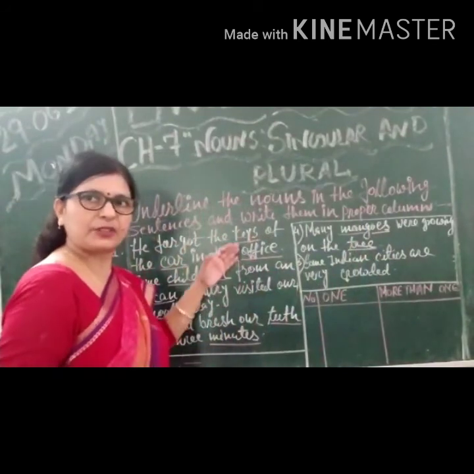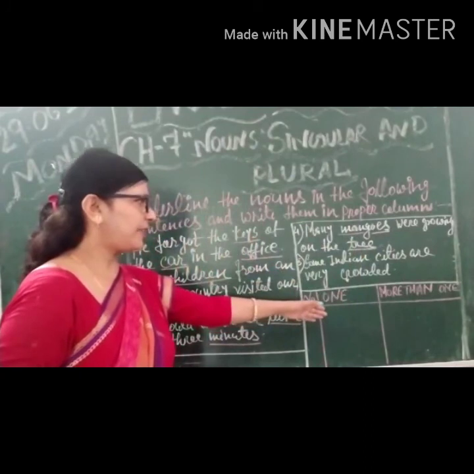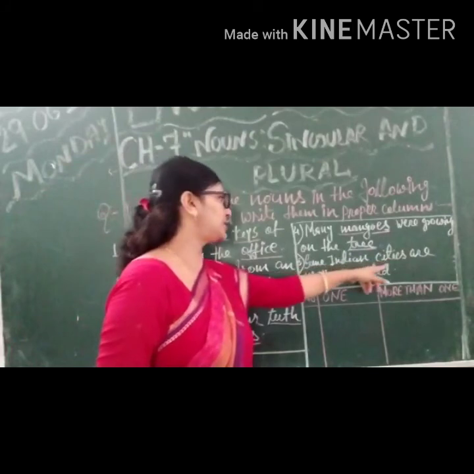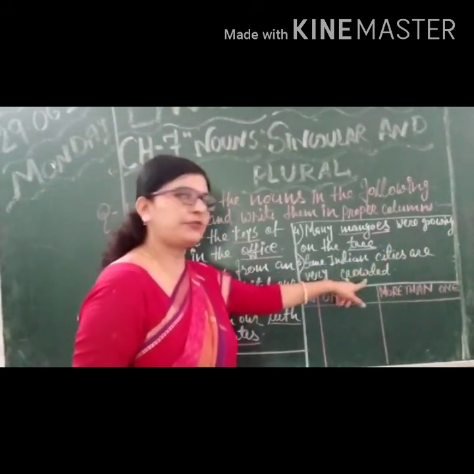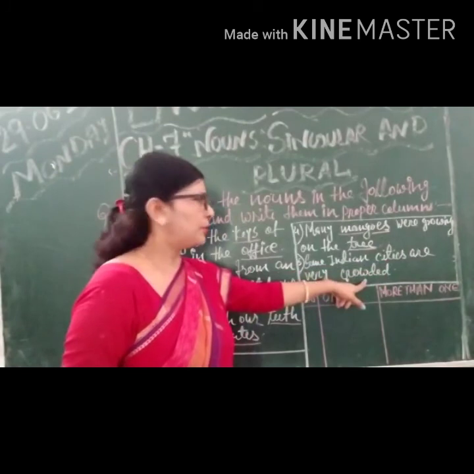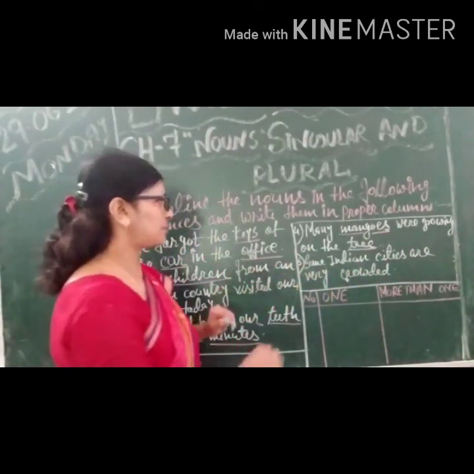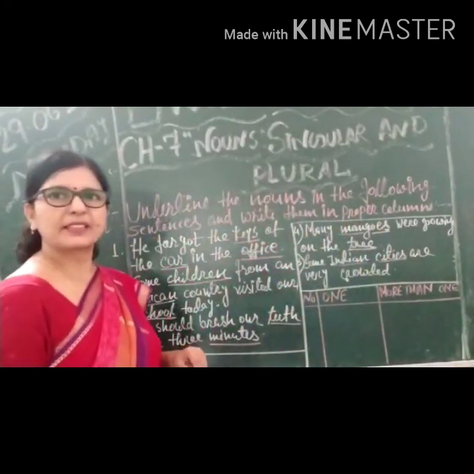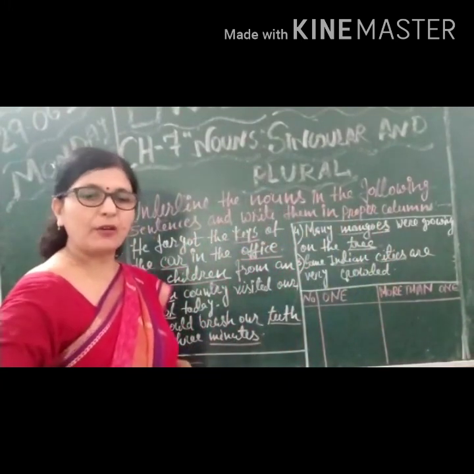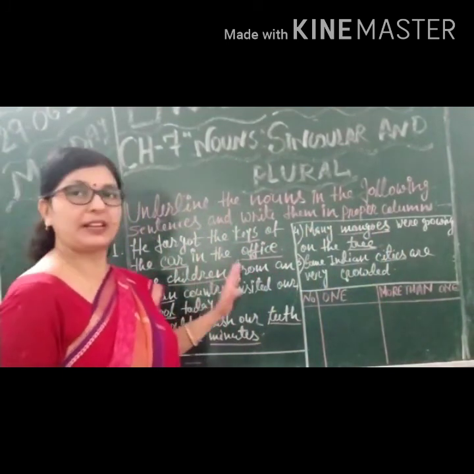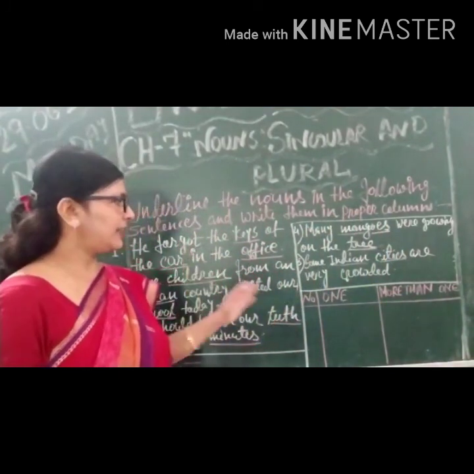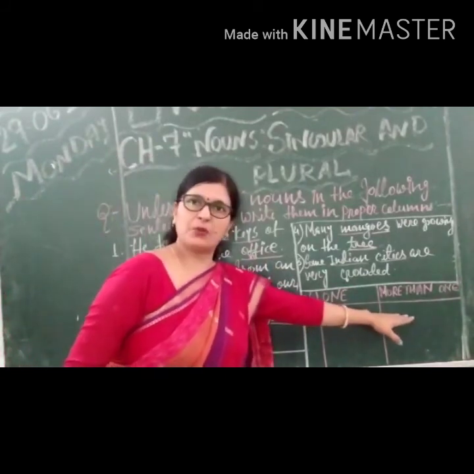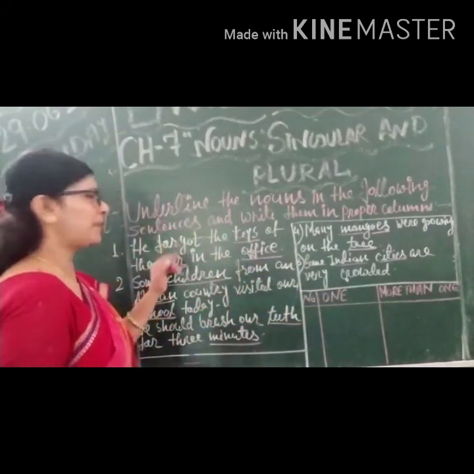After completing all the sentences children, we will identify one and more than one also. Now question number 5: Some Indian cities are very crowded. Here also you should know about the nouns. So here Indian and cities, both are known as nouns. Okay children, now we have to identify the nouns, whether they are singular or plural. One means singular and more than one means plural. Now we have to identify that also.